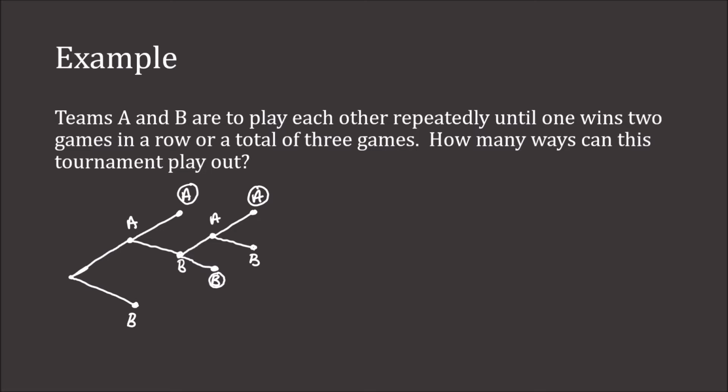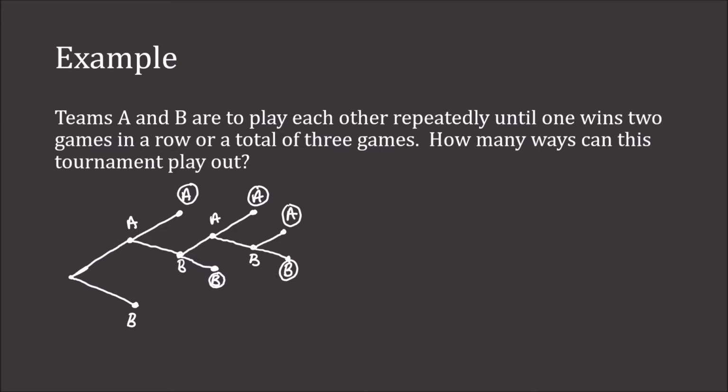If Team B wins, there are 2 possible outcomes. Team A could win, or Team B could win. If Team A wins, then the tournament would be over. Team A would have won 3 games. If Team B wins, then the tournament is over. Team B would have won 2 in a row. So that takes care of if Team A wins the first game.